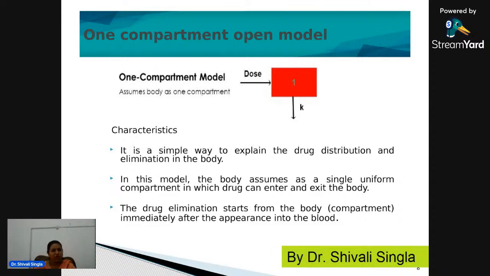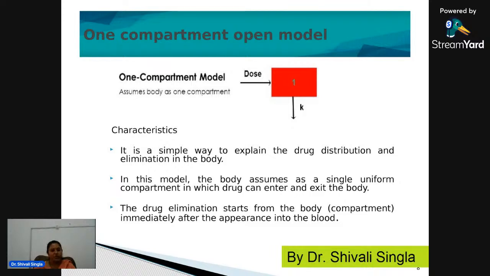The drug elimination starts from the body, means from the compartment, immediately after appearance in the bloodstream. As the drug appears in the bloodstream, its excretion as well as elimination starts immediately. Elimination comprises metabolism and excretion. Both are included in elimination. Okay, again I am explaining it.